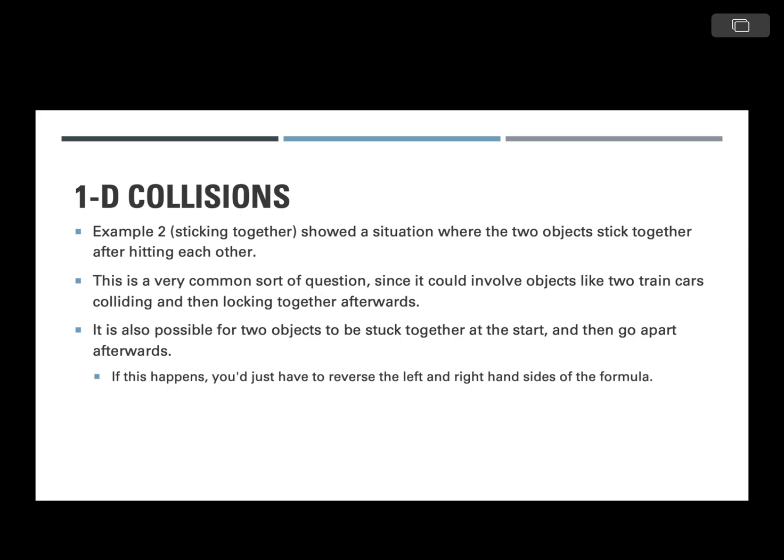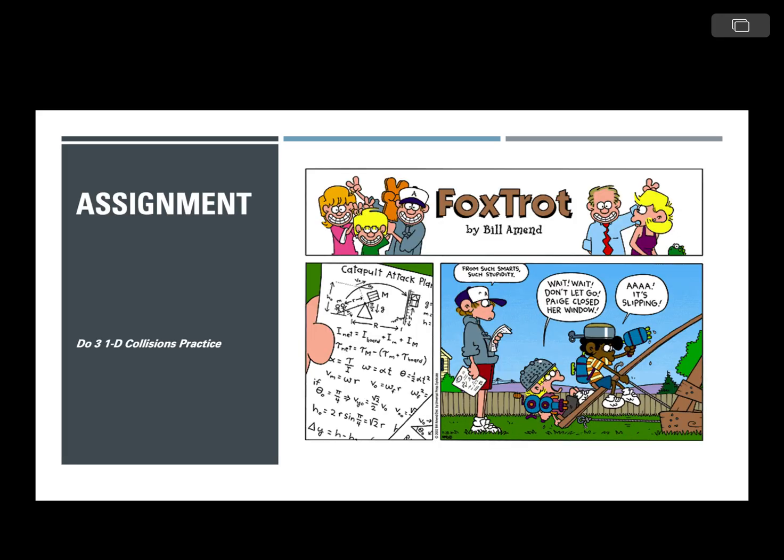Now it's also possible for two objects to be stuck together at the start and then go apart afterwards, and we would call that an explosion. And if this happens, we just have to kind of reverse things. So you'll be working on a couple of examples like that on your assignment. So please, by all means, take a good, quick look through the assignment number 3, one-dimensional collisions practice. This is all the work for this week.